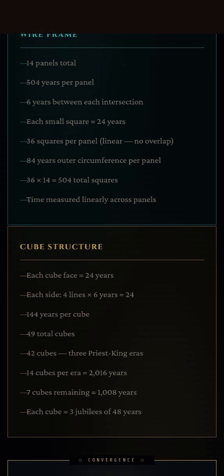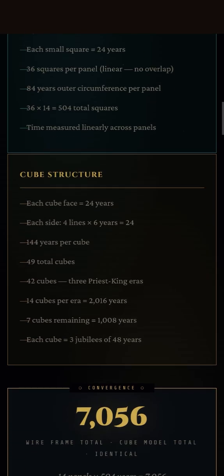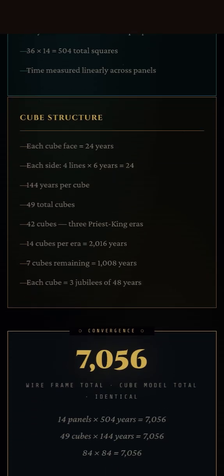The second model is the cube structure. It approaches the same span of time through volume. Each cube face is 24 years. Each side of the cube has 4 lines of 6 years, which equals 24. That makes each full cube 144 years. 7056 divided by 144 equals 49 cubes, exactly 7 squared. The Jubilee number, the complete Sabbath of Sabbaths.